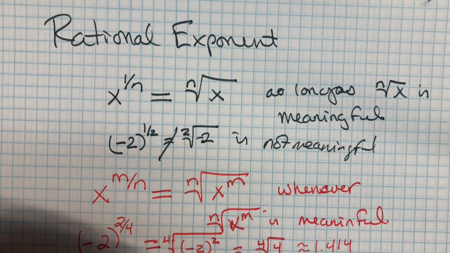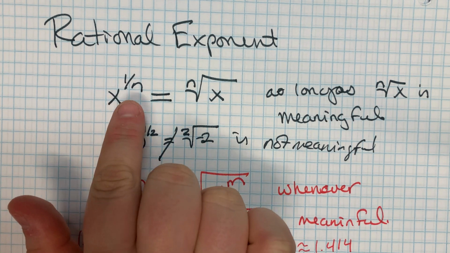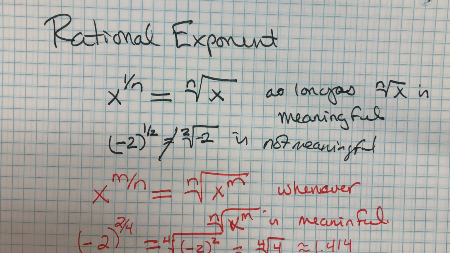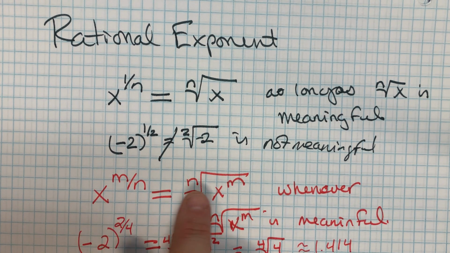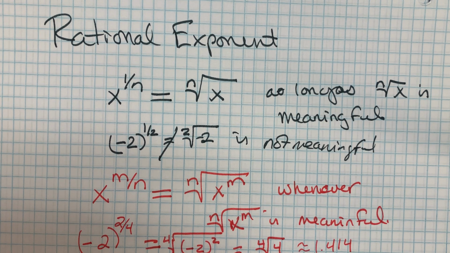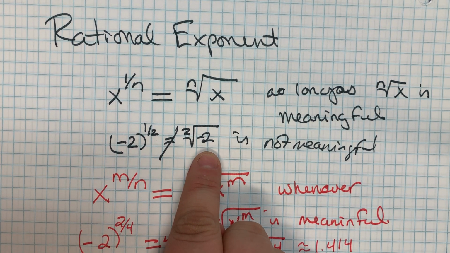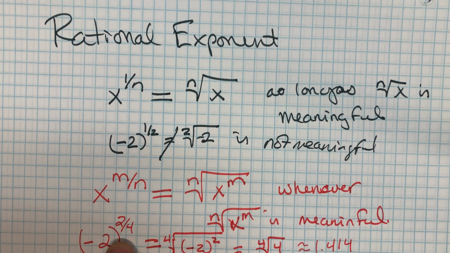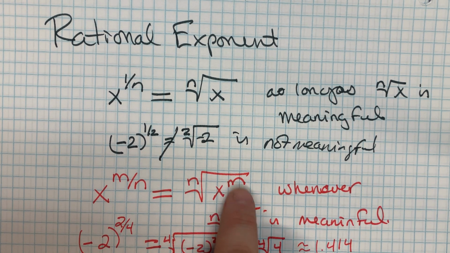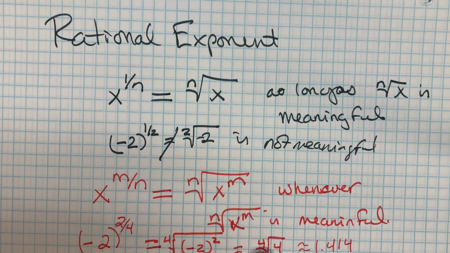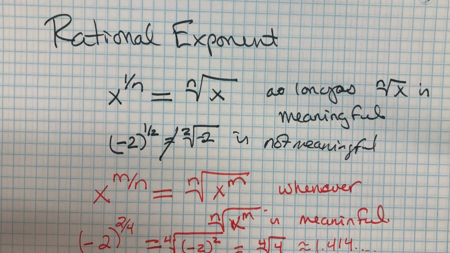And our rational exponents, x to the 1 over n is that nth root of x, and x to the m over n is our nth root of x to the m, whenever it's meaningful. And so while 2/4 does reduce to 1/2, negative 2 to the 1/2 isn't meaningful, but negative 2 to the 2/4, because we evaluate our exponent and then our root, we get the 4th root of 4, and we get 1.414, and so on and so on. And that concludes our discussion of real numbers.